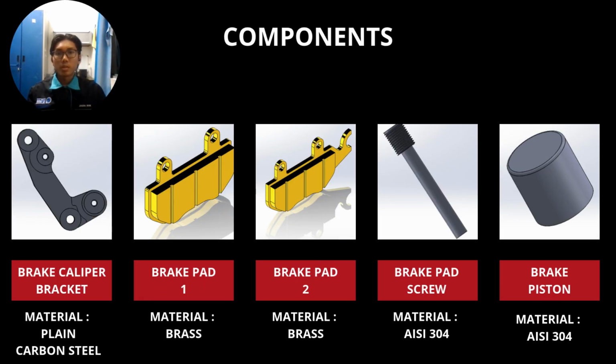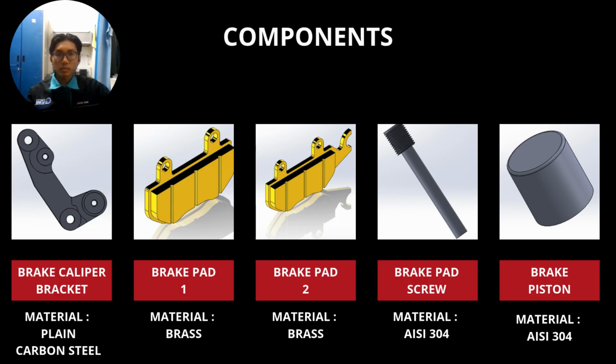So next is the brake caliper bracket. It uses plain carbon steel as the material, and all three screws that I have mentioned before will be screwed onto this caliper bracket. And next is the brake pad. We have two brake pads in total, labeled as brake pad 1 and brake pad 2 here, and it uses brass as the material.